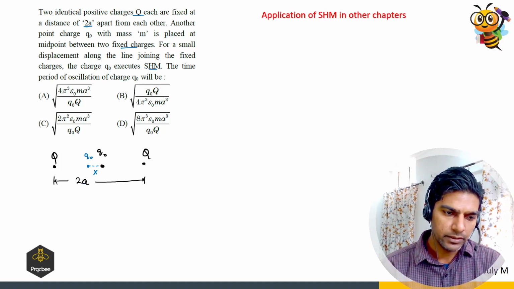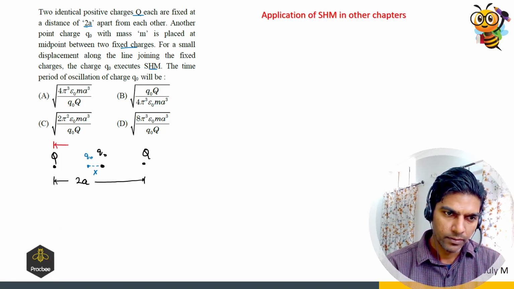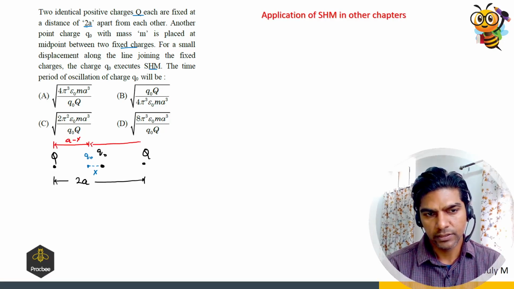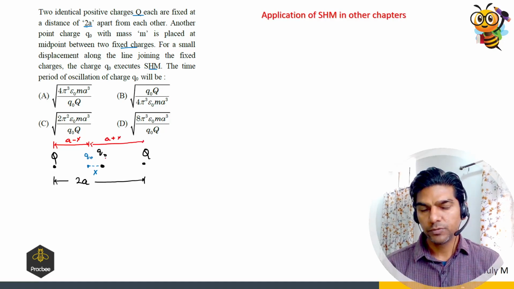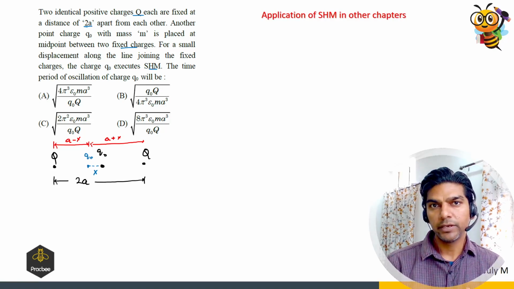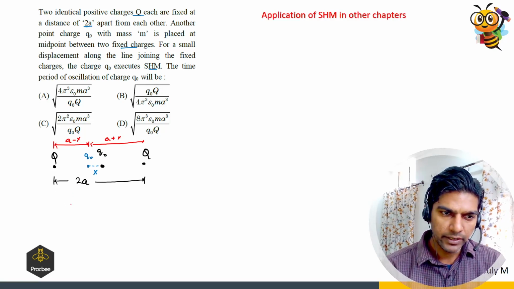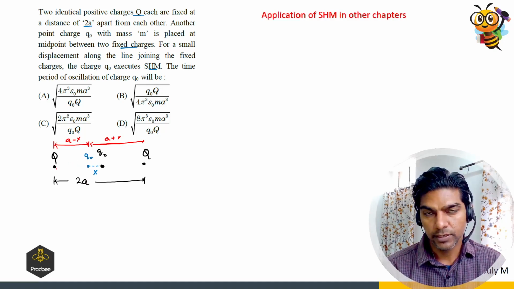So the distance of small Q0 from the left charge will be a minus x, and the distance of small Q0 from the right charge will be a plus x. Now we will see what is the net force experienced by the charge when we have displaced it, and we'll try to make it proportional to the displacement from the mean position. So let us find the resultant force. Since Q0 is closer to the left charge, it will feel a much stronger repulsive force.